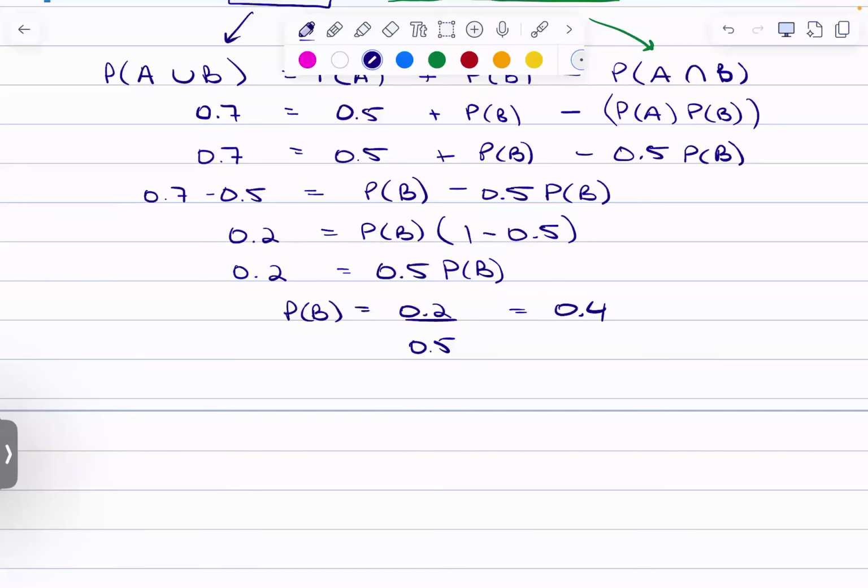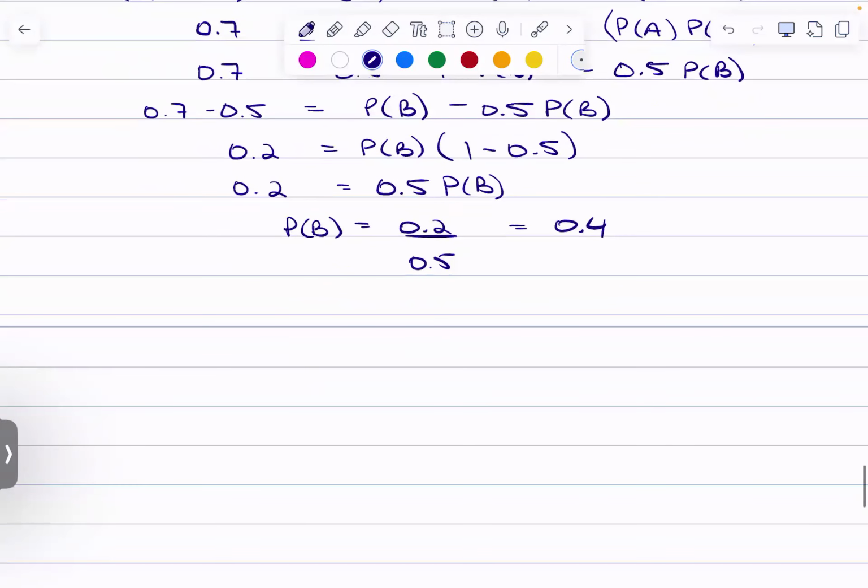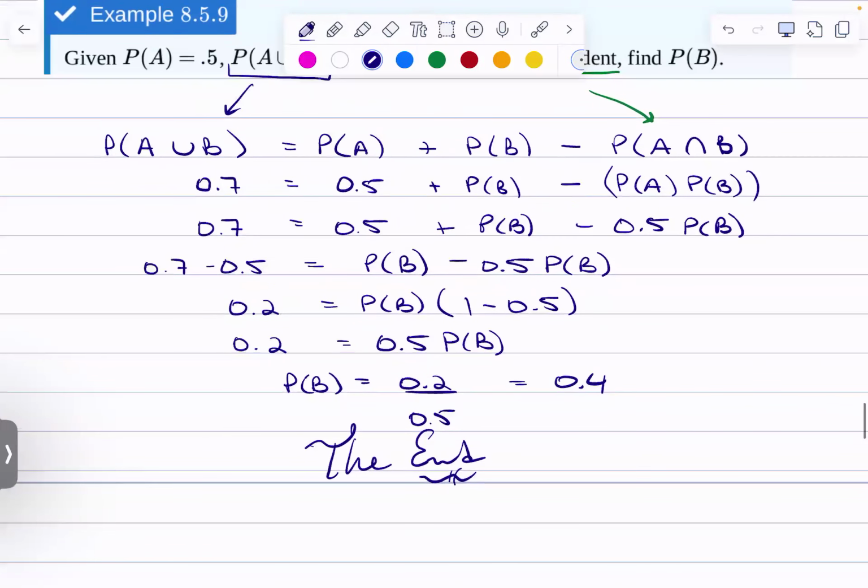To keep it on one page. And then usually I do, like the movies, the end. They lived happily ever after with a probability of 0.4. No. You did it. Yay.